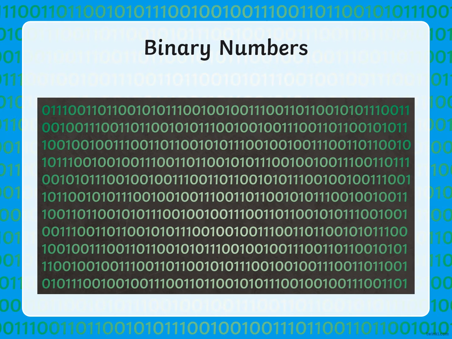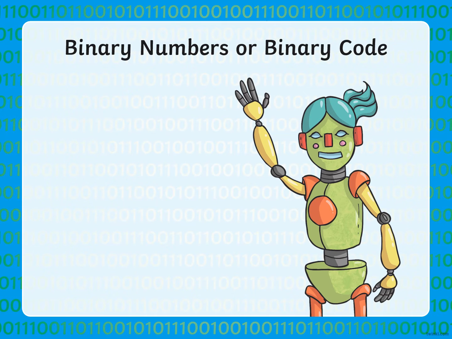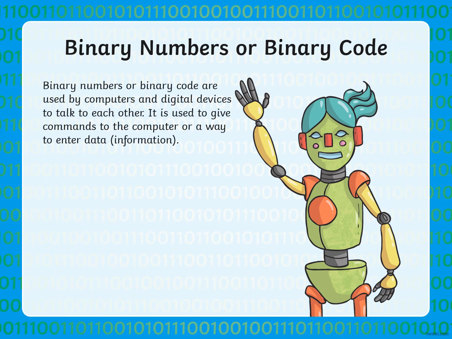This screen shows a row of binary numbers. Binary numbers look like this. Binary numbers are binary code. Binary numbers or binary code are used by computers and digital devices to talk to each other. It is used to give commands to the computer or a way to enter data or information.